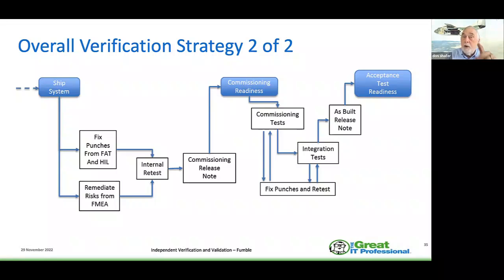And then we do commissioning release notes. And so now it goes into commissioning readiness. This whole time we're doing subsystem by subsystem. We haven't even addressed the entire vessel yet. So now we look at commissioning tests.